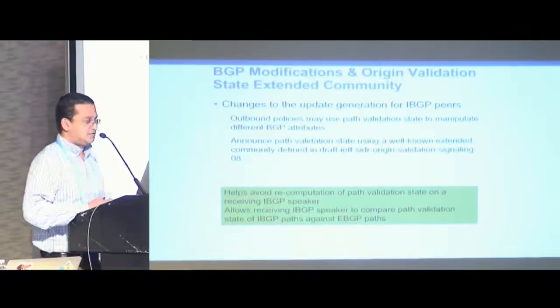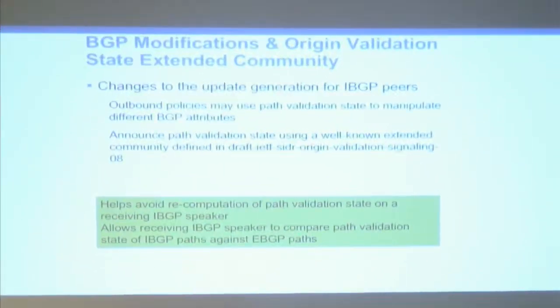As for the changes to update generation, you can use the path validation state to set policy outbound as well. The route maps can be used inbound or outbound as you decide what policy to implement. And as we've seen, we support the extended community to signal the validation state towards IBGP peers. That helps avoid the recomputation of the path validation state on the remote speaker and does the computation only once for a route in the IBGP domain. So that's about it. Any questions?